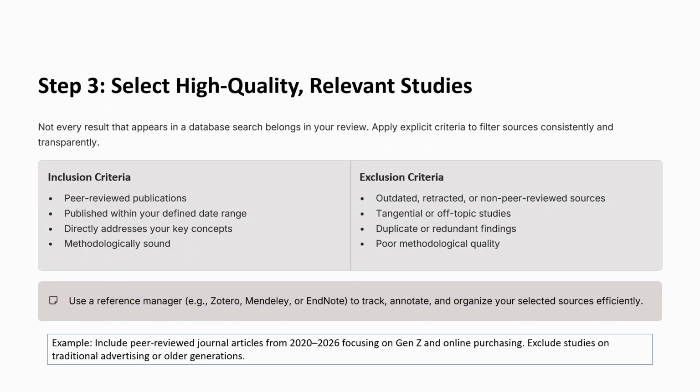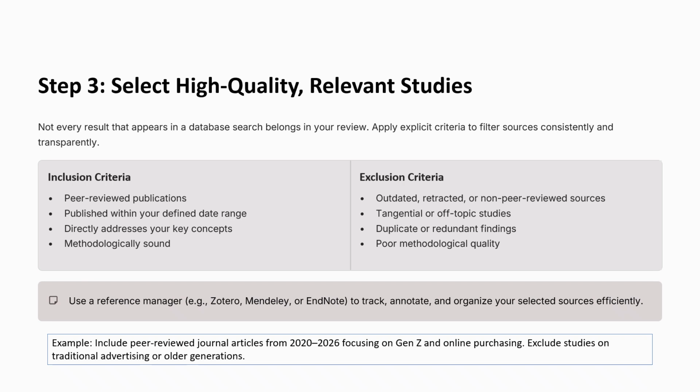Step 3. Select high-quality and relevant studies. Not every article found during a search should be included in the literature review. Researchers need clear inclusion and exclusion criteria. Inclusion criteria may include peer-reviewed publications, studies within a specific date range, direct relevance to the topic, and strong methodological quality. Exclusion criteria may include outdated studies, non-peer-reviewed sources, duplicate findings, or articles that are only loosely related to the research question. Reference management software can help organize selected studies efficiently.